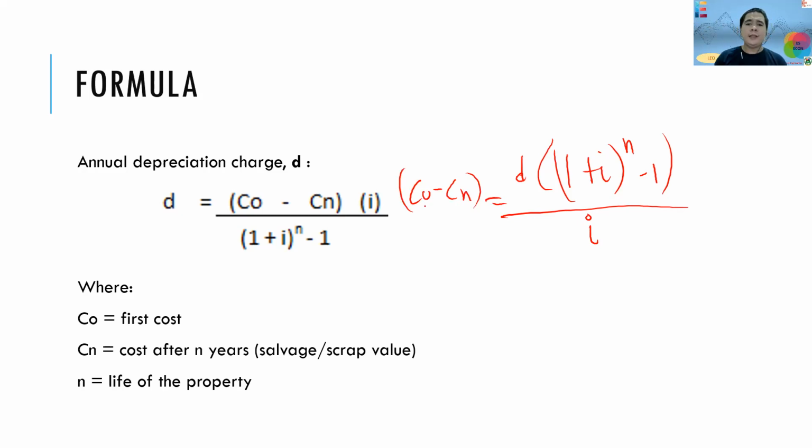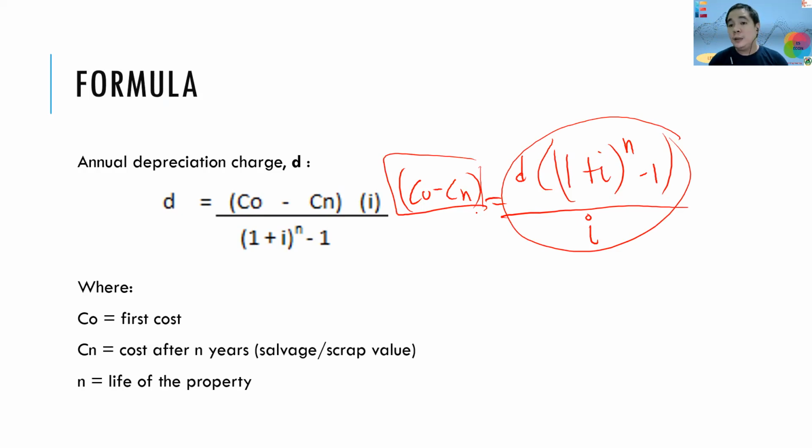What would that mean? Meaning, this is your formula for an annuity with the future value, knowing that the future value is the depreciable value of your asset. CO refers to your first cost. CN is the cost after 10 years, or what we call our scrap value. And N is the life of the property.